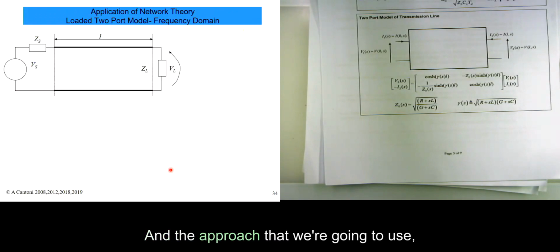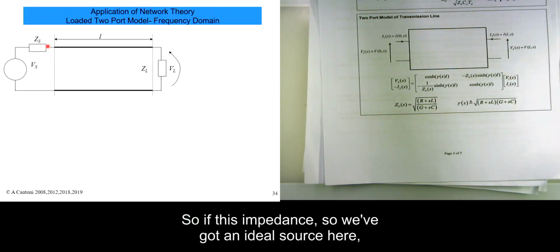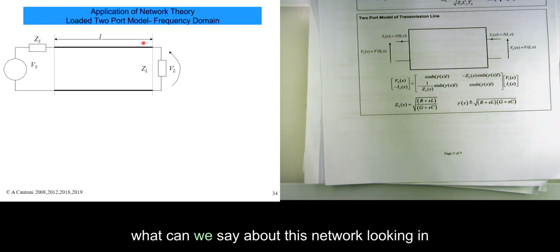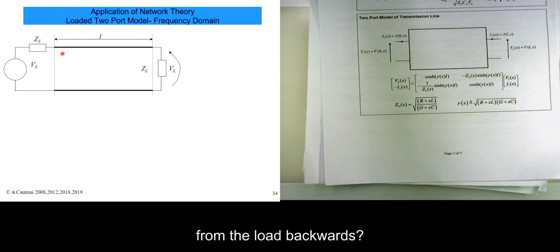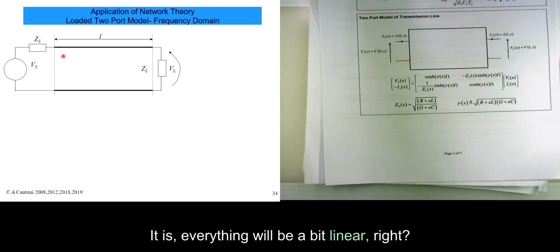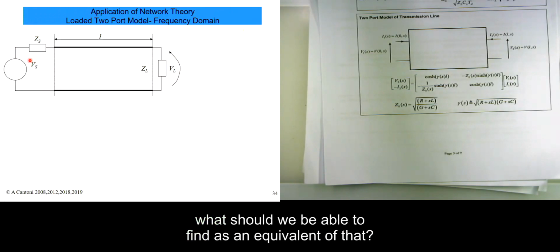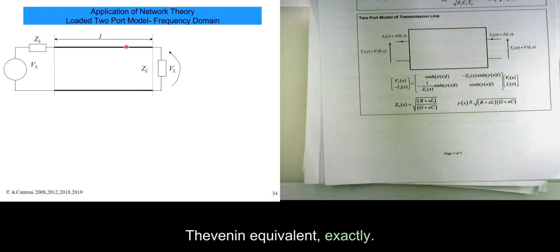So the approach that we're going to use: we've got an ideal source here, and if this impedance ZS is linear, what can we say about this network looking in from the load backwards? Everything will be linear, right? And if everything looking back in there is linear, what should we be able to find as an equivalent of that? A Thevenin equivalent, exactly. So that's what we'll do.